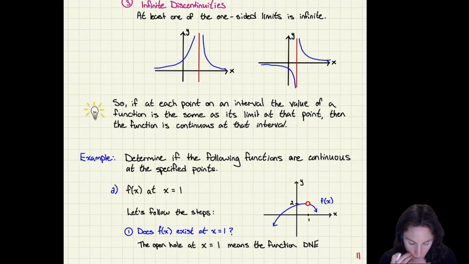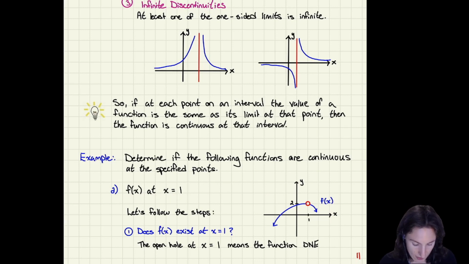Now, how can we go about figuring out if a function is continuous or not? We have to go through that definition. We have to check the three steps. So let's go through and do that now for a few examples. For this first one, and for the next couple, we're going to be given a graph, not an equation, of what the function looks like. And I want to see if it's continuous or not at x equals 1.